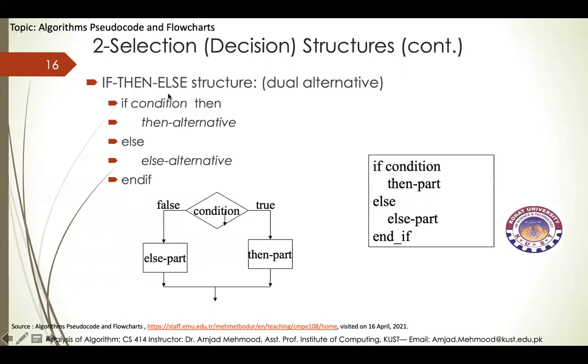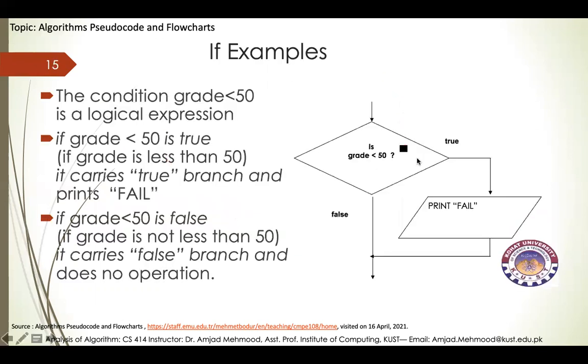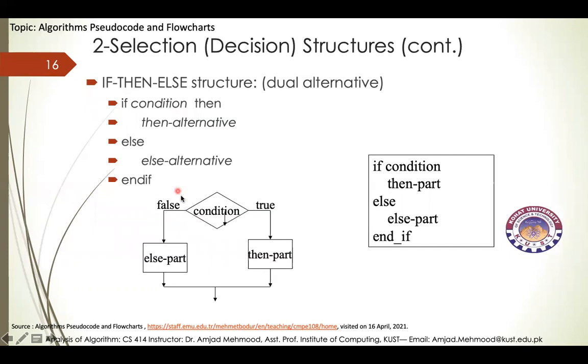Now this is the if-then-else structure. For example, if you have an if condition, then do this, otherwise do this. Now both the true and false tokens will be used. In the previous example we were only using the true token, but there was no false token used. But in this example you can see the condition will be checked. If it is true, then this part will be executed, otherwise this alternate part will be used.